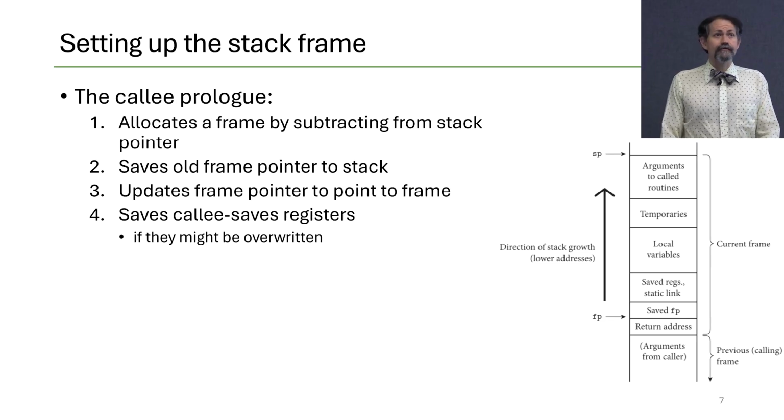Now let's look at the callee. The callee's prologue is the sequence of instructions at the very beginning of the callee. This will allocate a frame by subtracting from the stack pointer. We'll save the old frame pointer to the stack and then update the frame pointer to point to the frame so that we can then access the elements of the frame after this. Finally, we'll save all the callee saves registers, but we only need to save them if they might be overridden, either by our code or by the code of functions that we call. And so again, if we know that some of these callee saves registers won't be used by us, then we don't have to do the work of saving them.